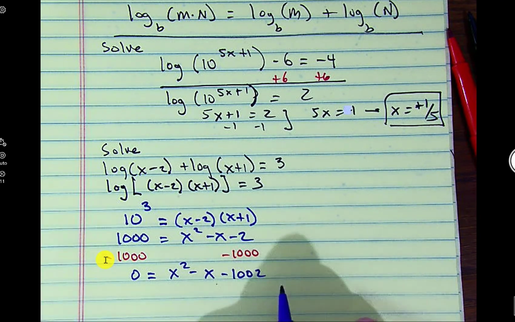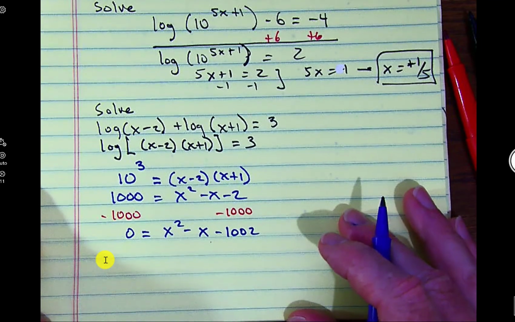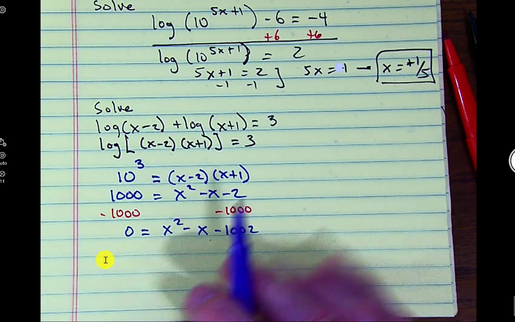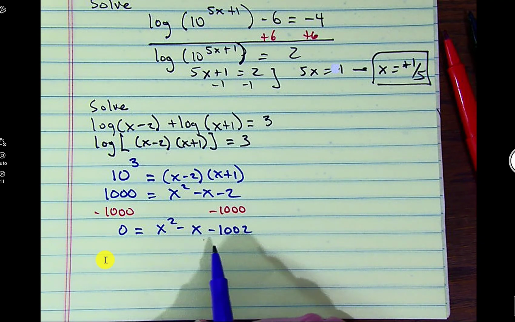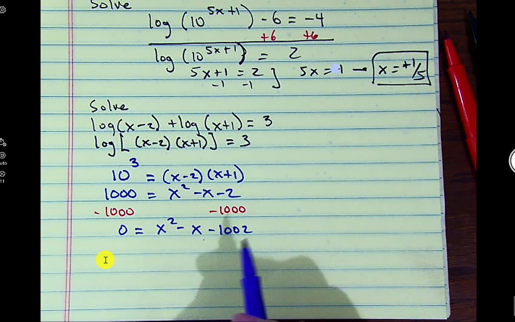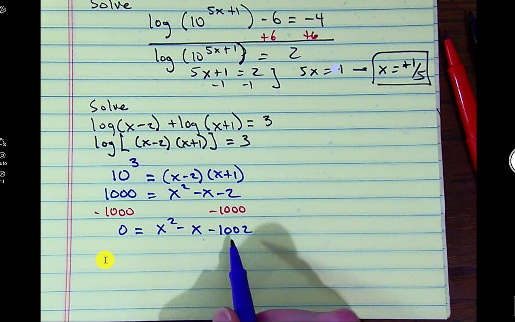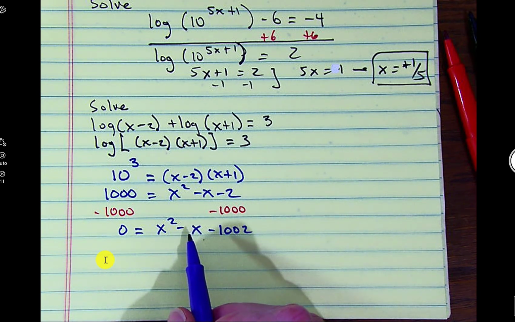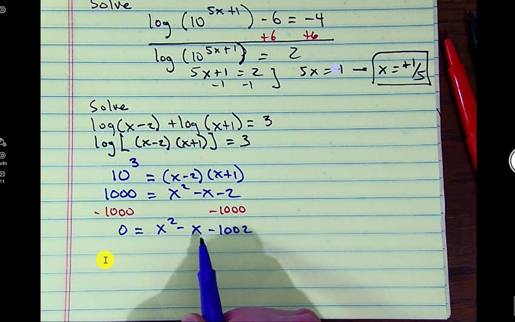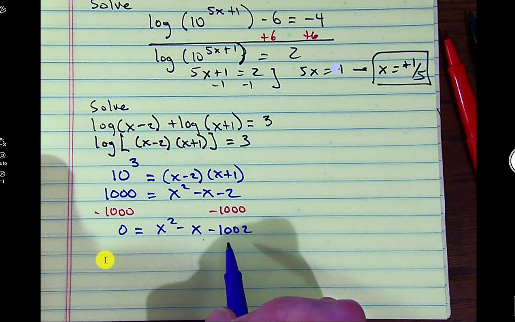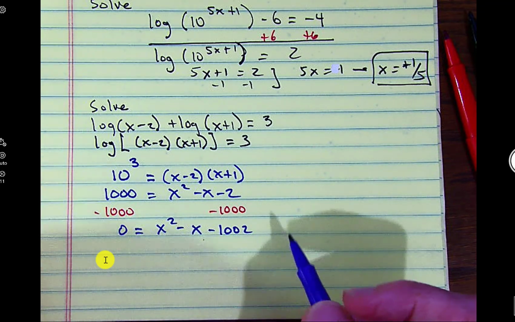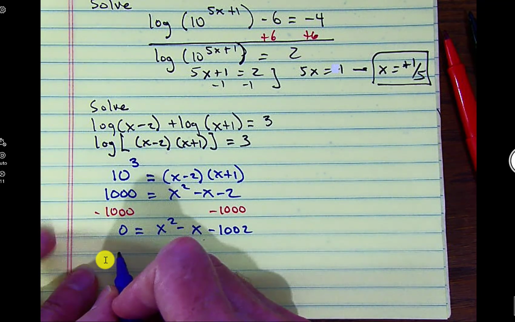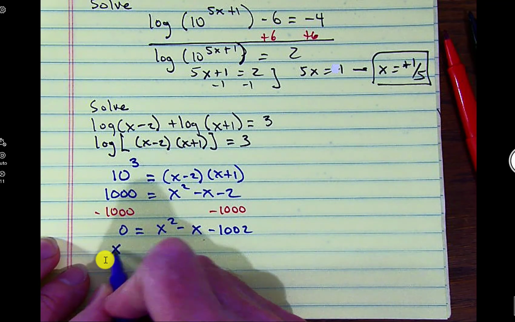We're going to have to solve it as a quadratic. At this stage, we might want to try factoring for a little bit. But to come up with two numbers that multiply to 1,002 and subtract to 1 doesn't seem likely. So I don't think it's going to be worth our time to try to factor. You could. If you found the numbers, it would be pretty fast and easy. But let's solve it with the quadratic formula.